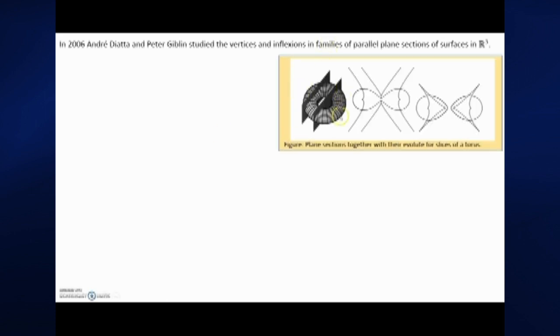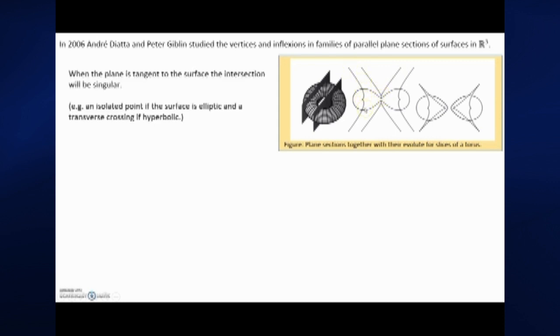So you take some surface, like here a torus, and for a given point, you consider the tangent plane, and then you move the tangent plane parallel to itself, and you take slices of the surface, and this gives you a curve in the relevant plane. And then you can consider the evolute of the curve, or indeed symmetry sets, and the vertices will correspond to cusps on your evolute. So of course, where you look at the point itself, the intersection with the tangent plane will be singular, either as an isolated point if your surface is elliptic, or a transverse crossing if it's hyperbolic.